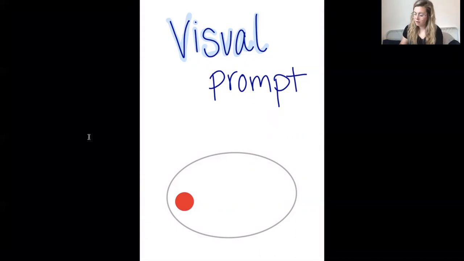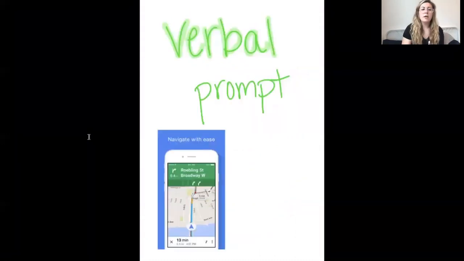Next is going to be our verbal prompts. This could be instructions, either written or spoken to the learner. For example, when I drive somewhere new, I use Google Maps to tell me the instructions for how to get there. When Google Maps says, keep right on Broadway, it's an example of a verbal prompt.